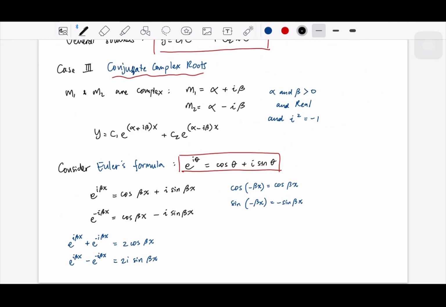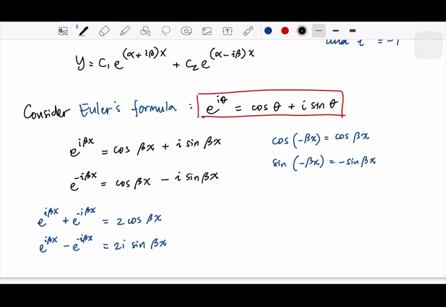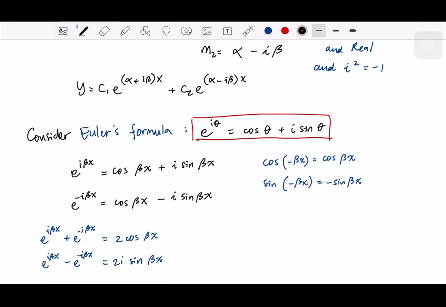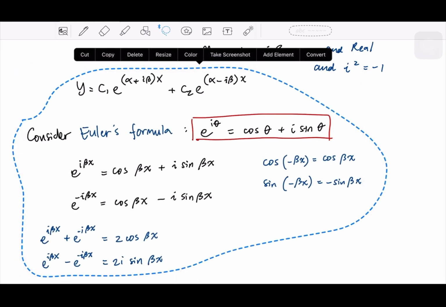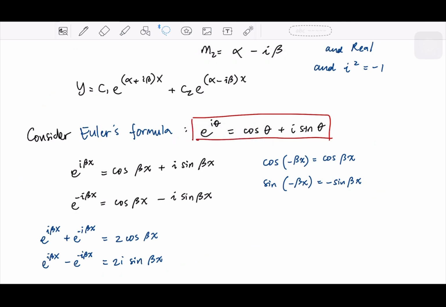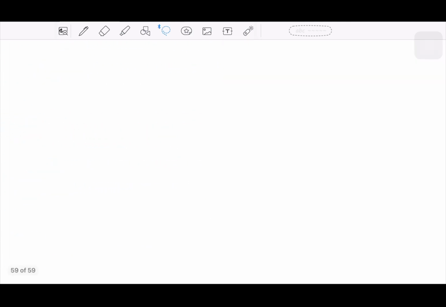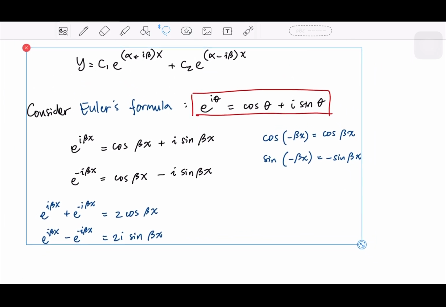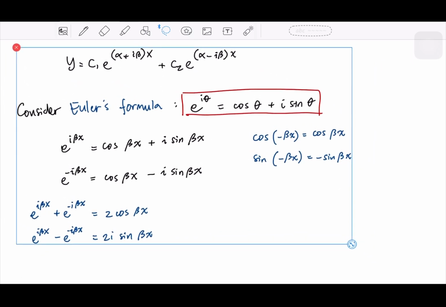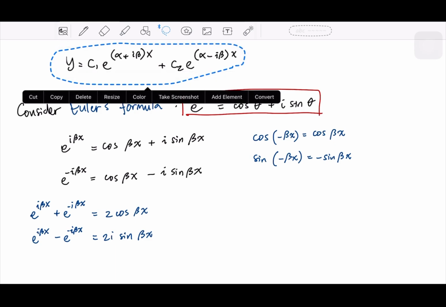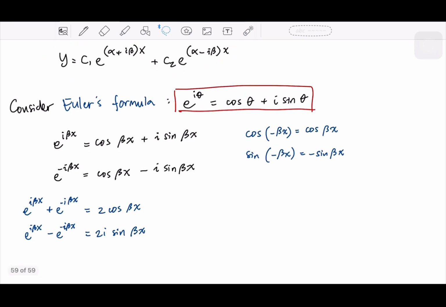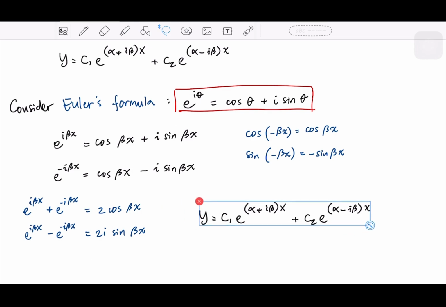Okay, let me write and copy all this into a new page. Let me copy here, and copy this one. Copy around here.